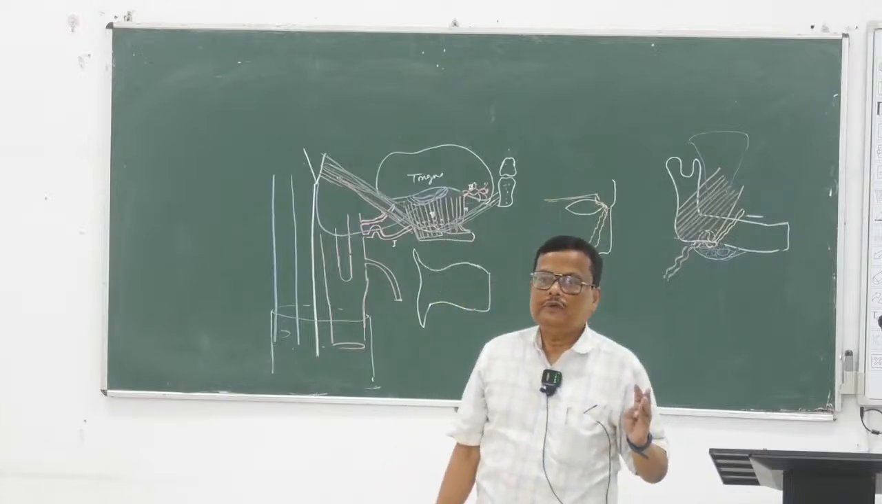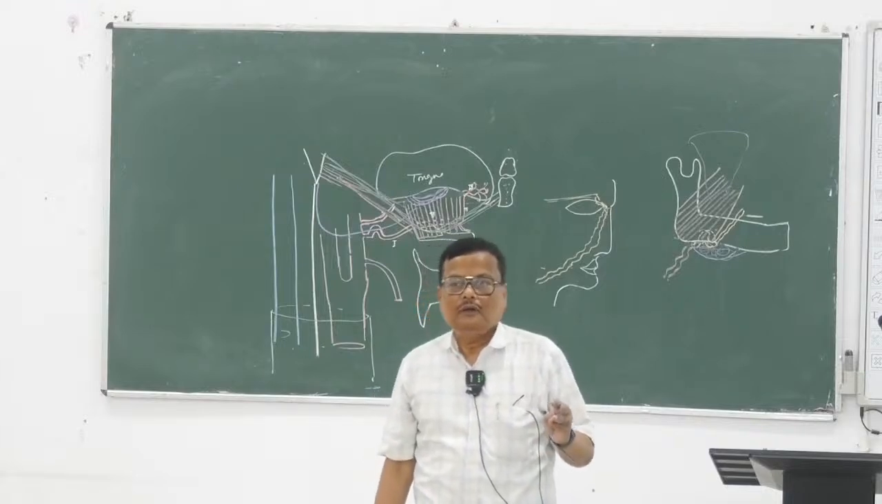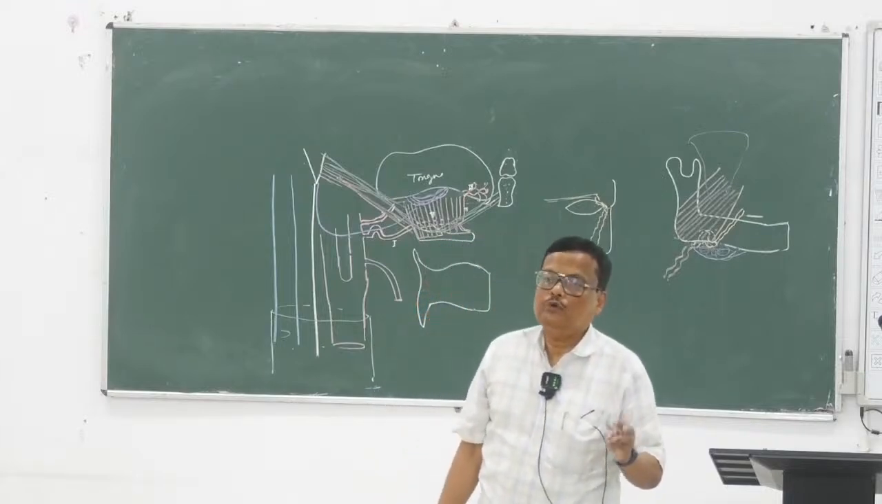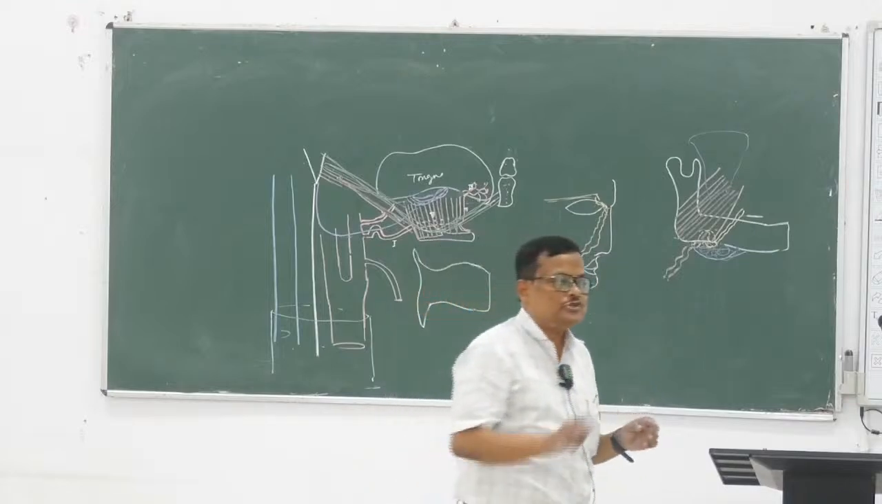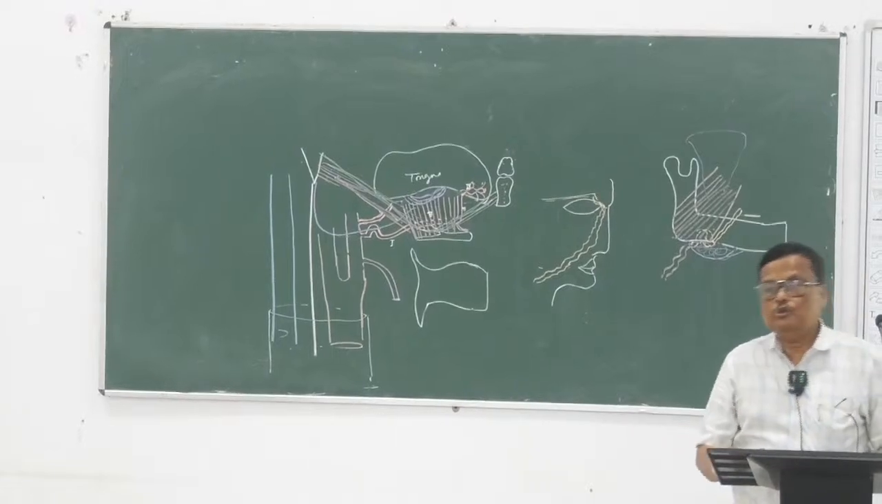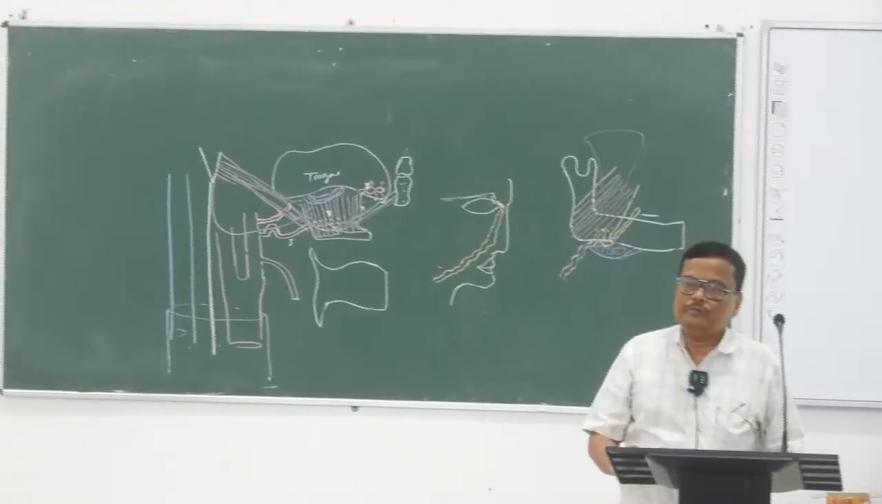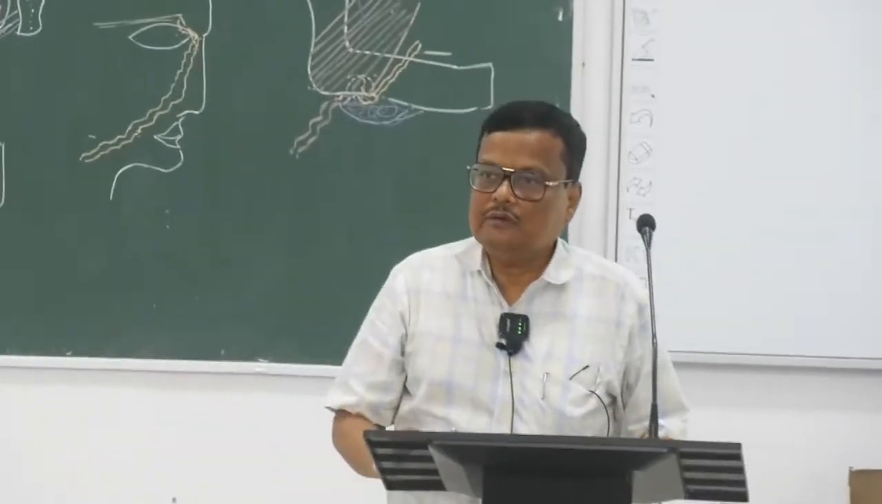tonsillar artery, superior mental artery, and glandular branches. The ascending palatine artery is an important branch. It ascends up, supplies the palate, and also supplies part of the tonsil. Tonsillar branches give supply to the tonsil.